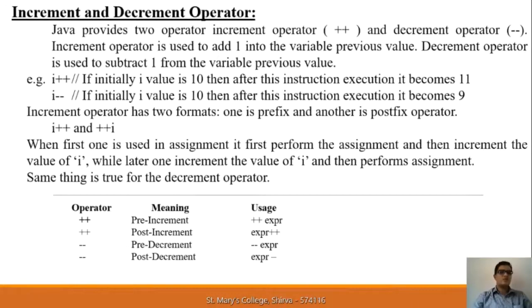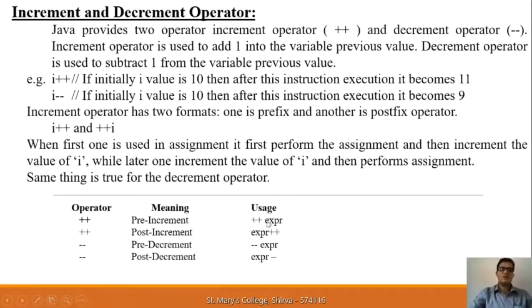And the next operator is the increment and decrement operator. This increment and decrement operator increments the value by 1 and decrements the value by 1. Incrementation by 1 and decrementation by 1 is very necessary sometimes in your application, hence we are using these kinds of operator. And it also comes in two flavors. One is pre-increment and another one is post-increment. One is pre-decrement and another one is post-decrement.